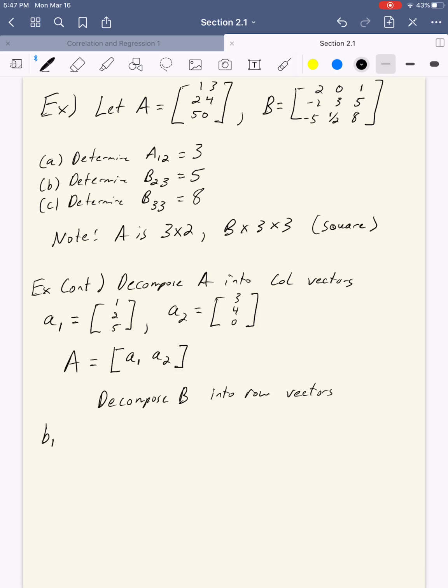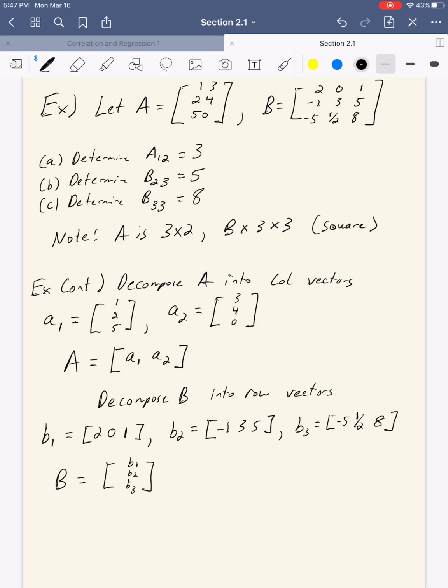So B1 then would be viewed as 2, 0, 1. B2 would be viewed as negative 1, 3, 5. And B3 would be negative 5, 1/2, and 8. Right? Then we could actually view B as B1, B2, and B3 like that.